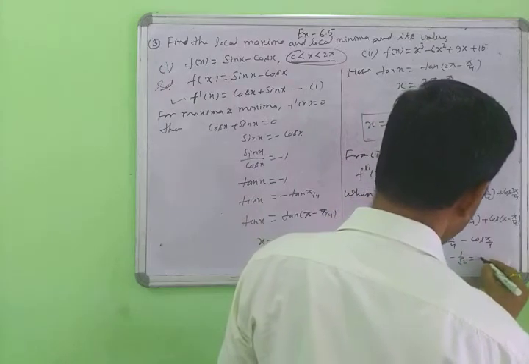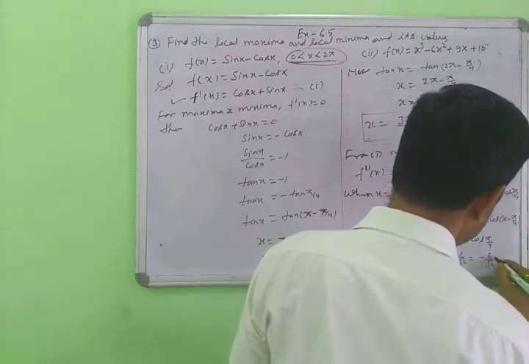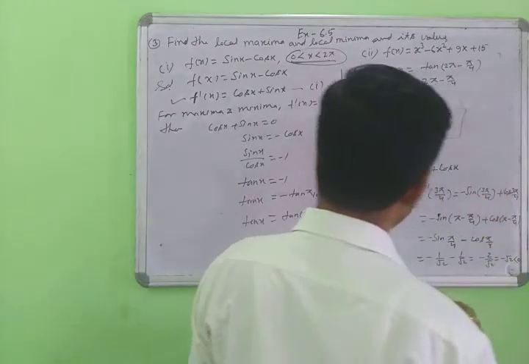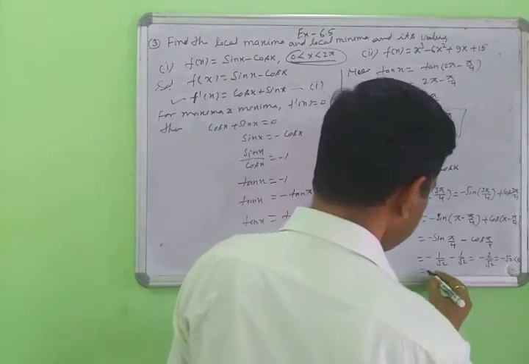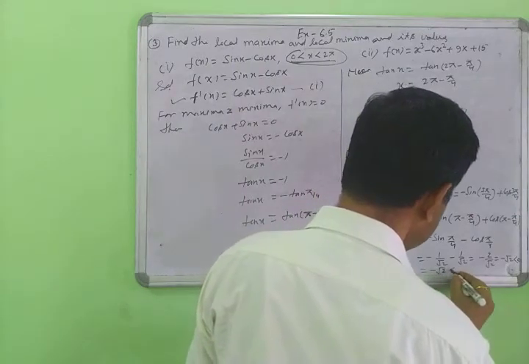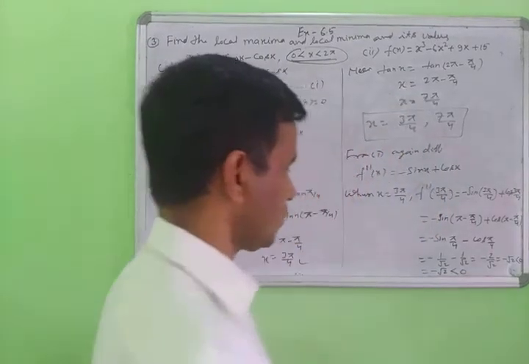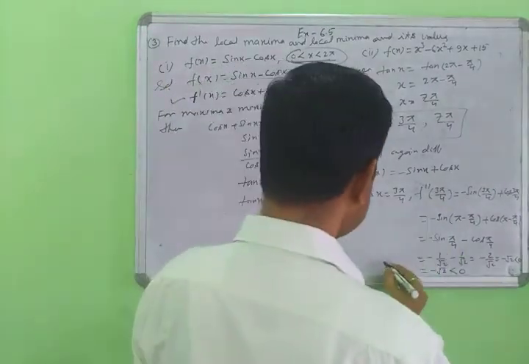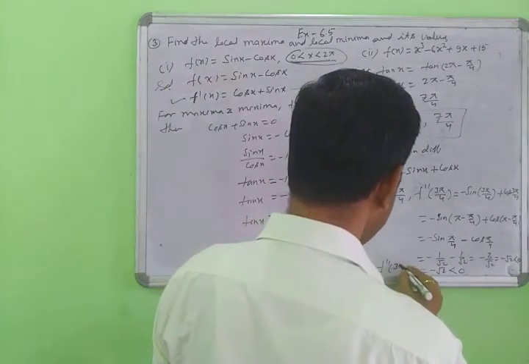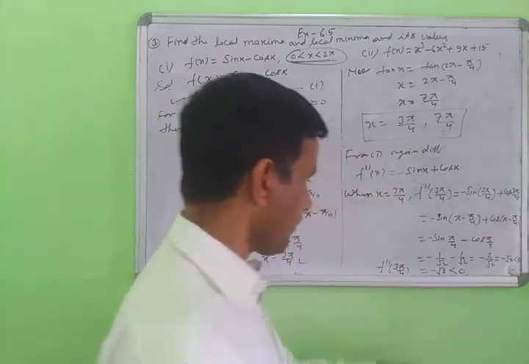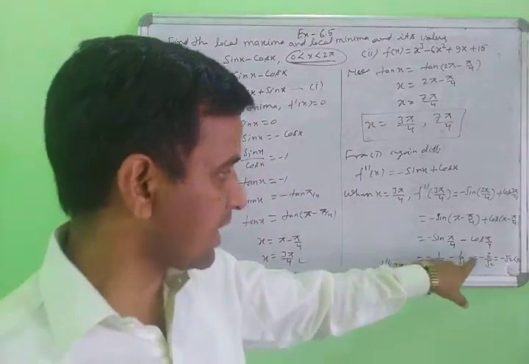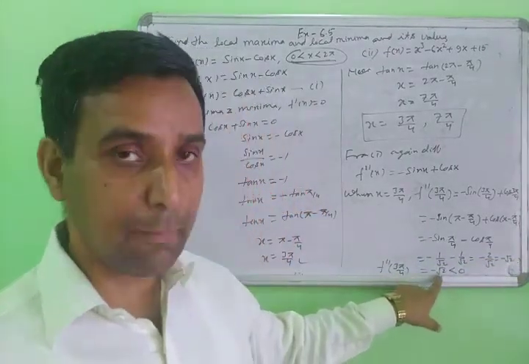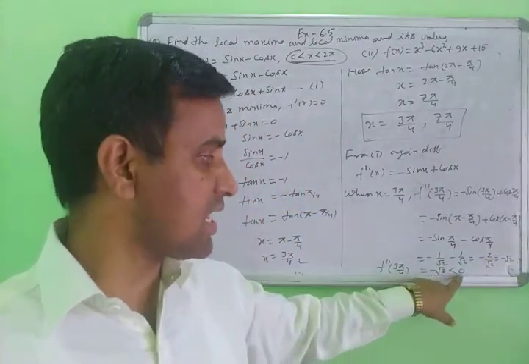What will come here? Minus 2 upon root 2, then the result will be minus root 2. This is less than 0. The value of f double dash at 3 pi by 4 is minus root 2. Minus means a negative value, and a negative value is less than 0.